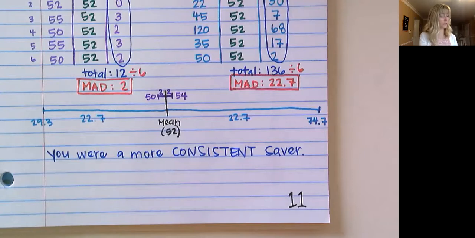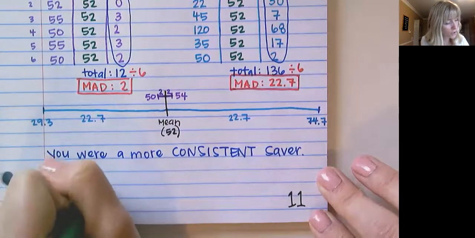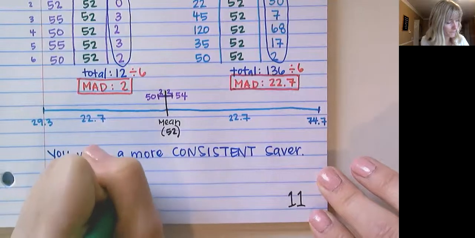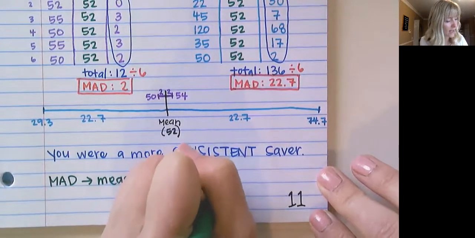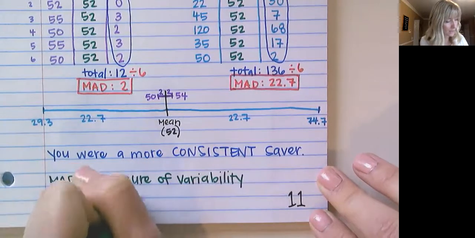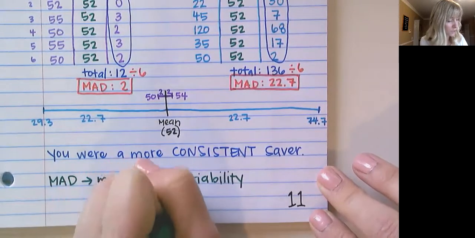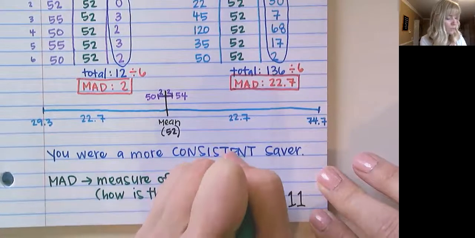So I think you could argue this either way, but a big thing I want you to make sure you are clear on is that MAD is yet another measure of variability. It helps us understand, once again, how the data is spread. And sometimes that's a little more useful than just figuring out the mean, median, or mode.